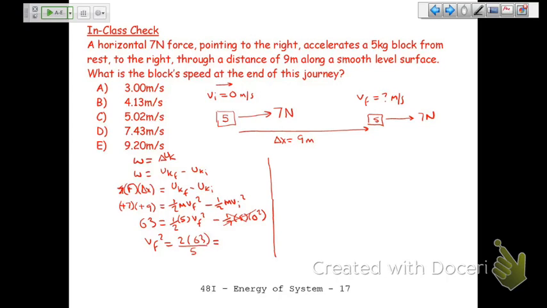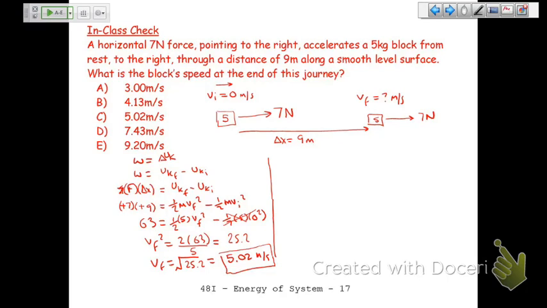Let me get my calculator. I'm getting too old for this. So that's going to be 2 times 63, enter, divided by 5, enter. 25.2. So that means that, square root, my vf is equal to the square root of 25.2, which equals 5.02 meters per second, not forgetting my units. So there we have it. Not bad.